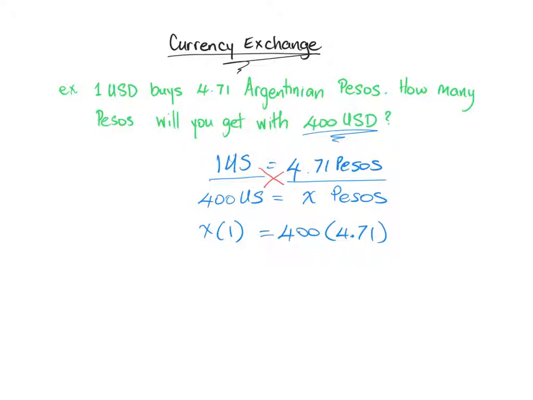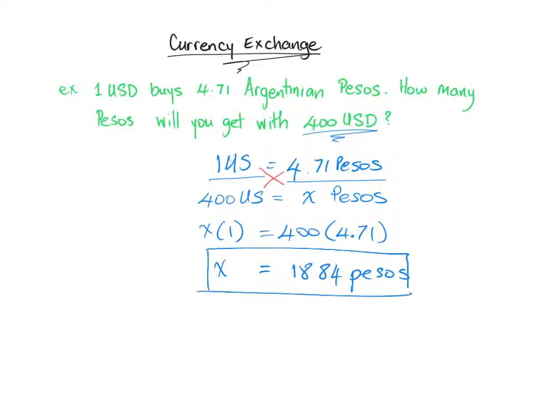All right, so now that we have that, we can go ahead and finish up the problem, and we get that X is equal to 400 times 4.71, which gives us 1,884 pesos. And that's our answer. So looking back at what the question was asking, with 400 US dollars, we'd get that many pesos. All right, let's try one more.